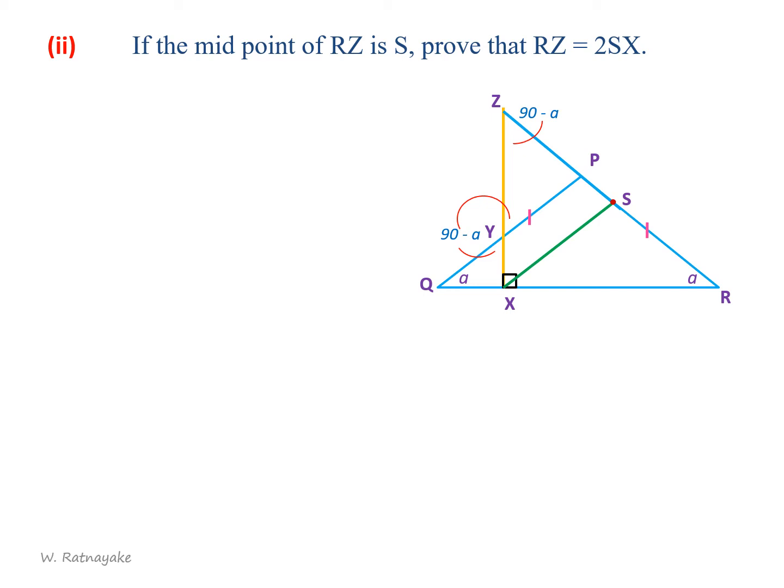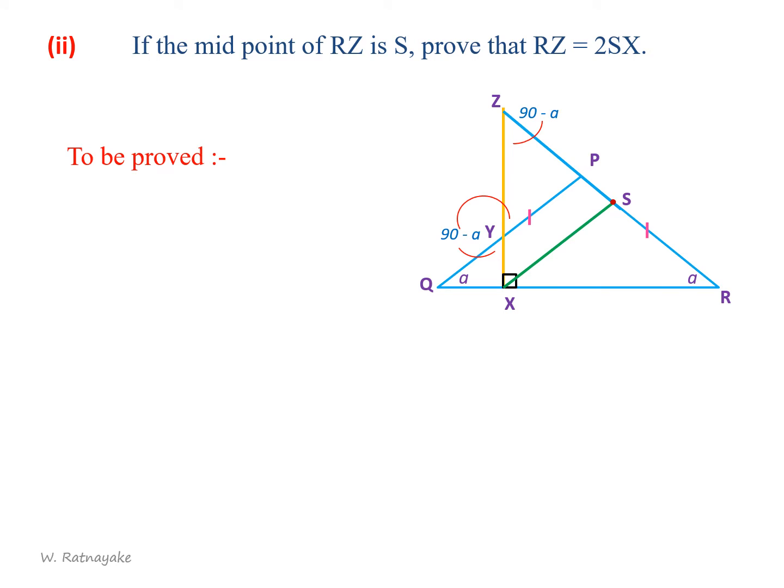Now here, so far we can't identify any line segment which should be equal to SX. No other information is given, but S is the midpoint of ZR of the triangle ZXR. Now, in this type of case, we will have to join an additional part to the diagram, which will be helpful to find new relationships. That is called a construction in geometrical proofs.